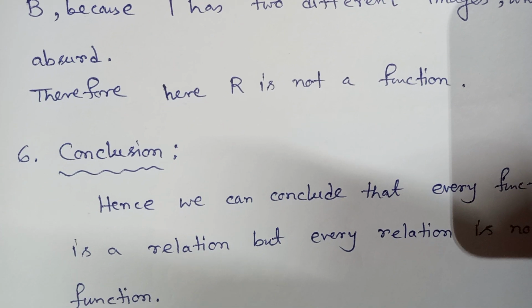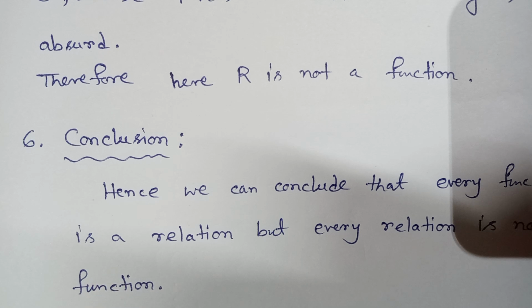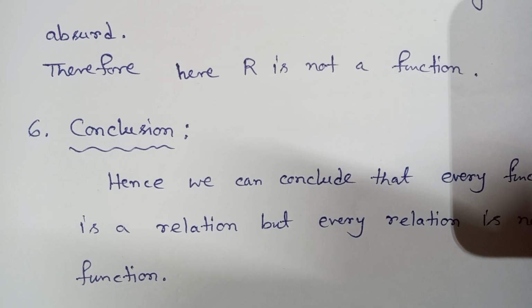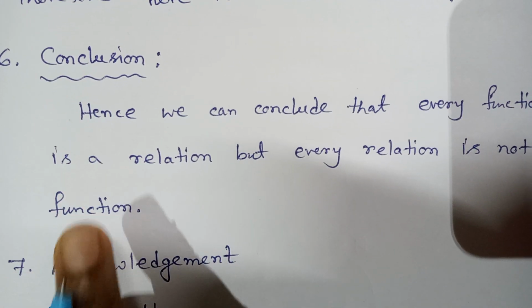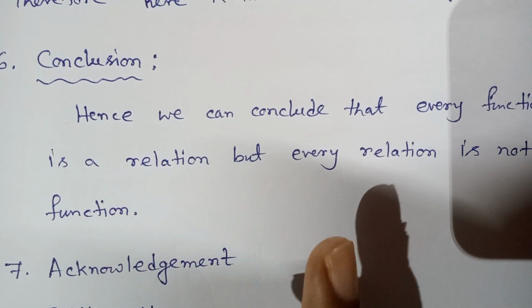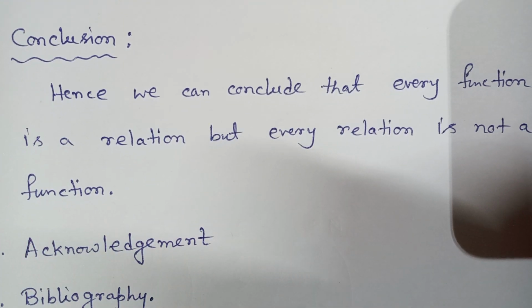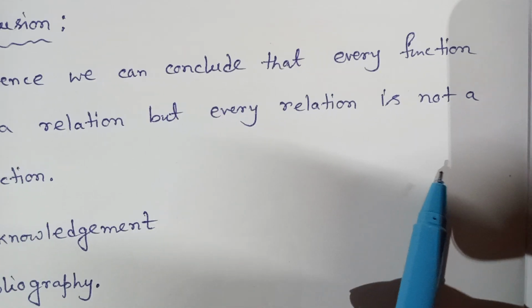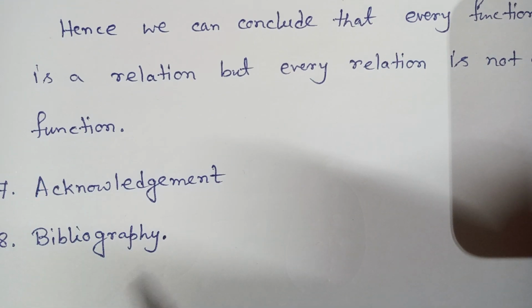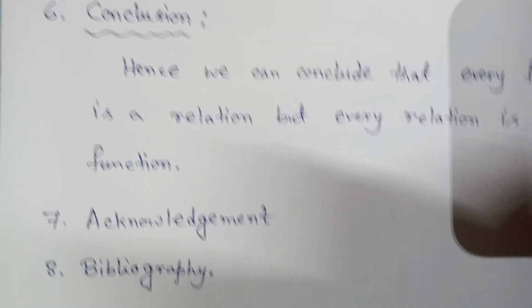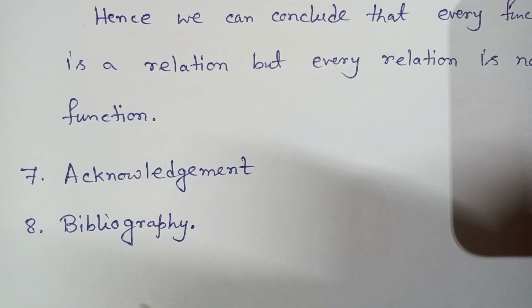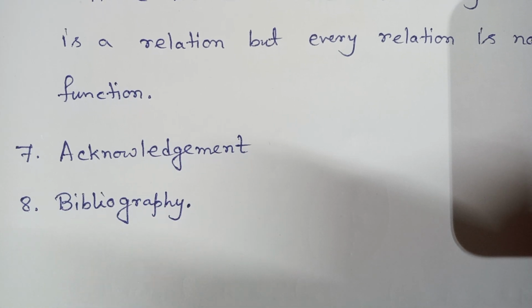After observation, now we have to write the conclusion. See, observation must start in a new page, and after observation, we have to start conclusion in a new page. So the conclusion we have to write here. Hence, we can conclude that every function is a relation, but every relation is not a function. After conclusion, we have to write acknowledgement, and then the last page will be bibliography.